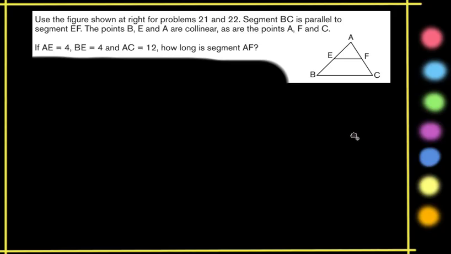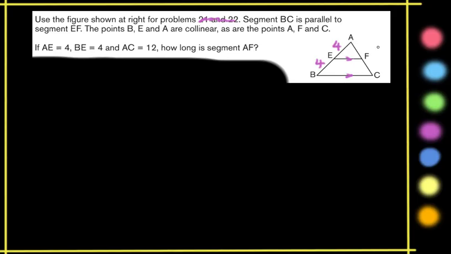So this one says use the figure shown at right. Oh yeah, so this was one of the 2 problems where we were going to use this figure. So don't have to worry about these numbers here, but segment BC is parallel to EF. Okay, so these are parallel, and it says the points B, E, and A are collinear. Okay, that's a straight line here, as are the points A, F, C, so a straight line here. It says if AE is 4, let's put that here, and BE is 4, and AC is 12.